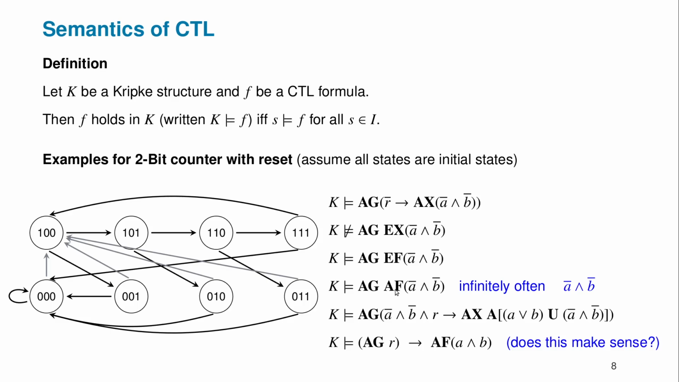Yeah, then here we have a very common pattern, AG, AF, not A and not B. And this pattern says always globally, so this says that in any state that is reachable, in any future, on all possible paths, at some point, not A and not B holds.